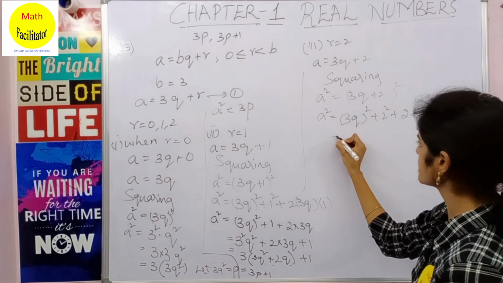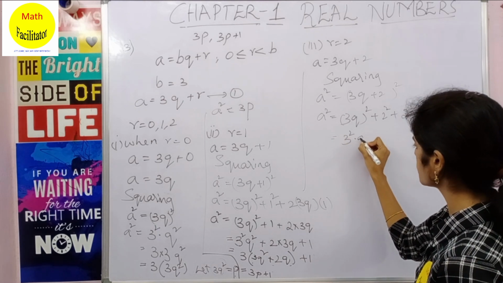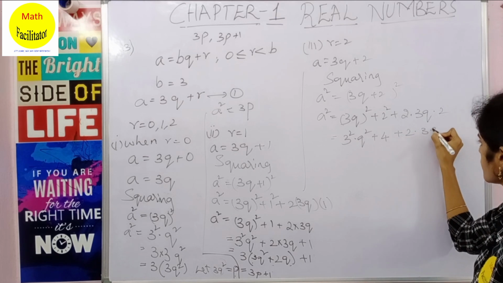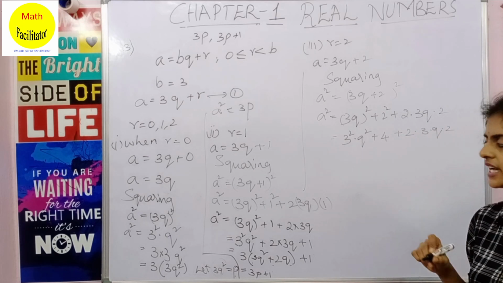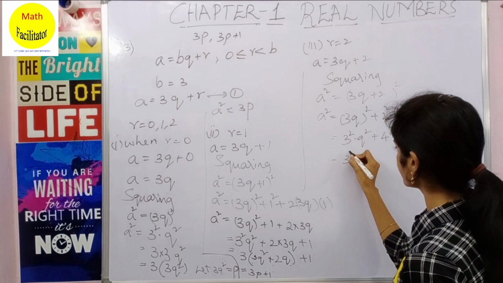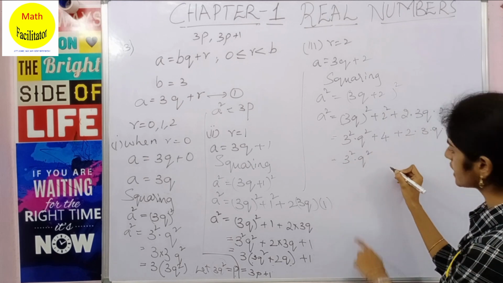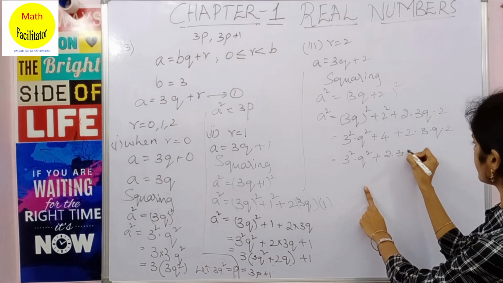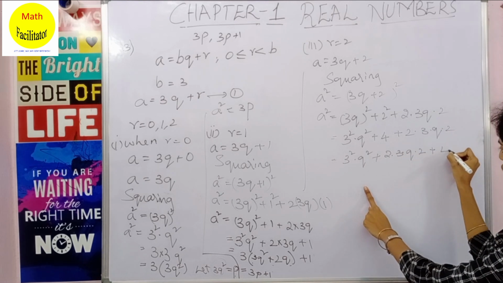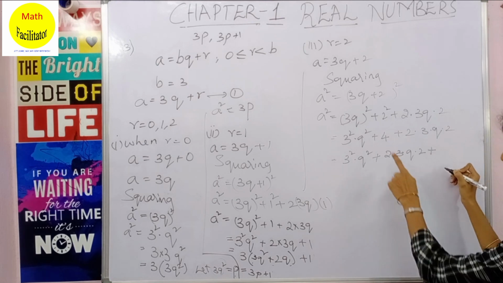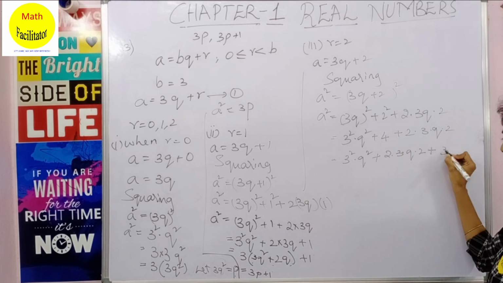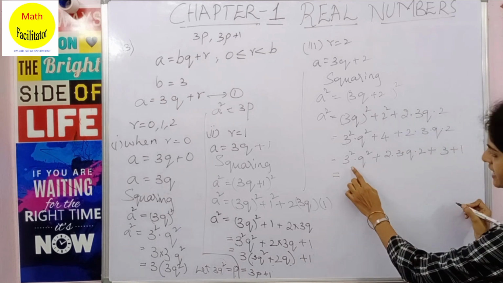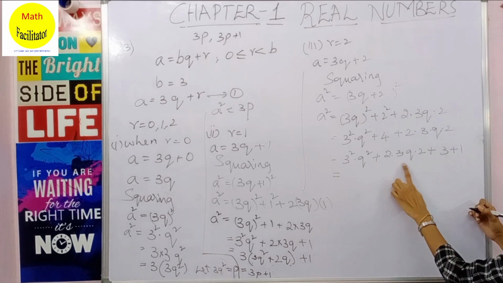Okay, so this is nothing but 3 square into q square plus 4 plus 2 into 3q into 2. Okay, so from this let us rearrange the terms. So it is 3 square q square plus 2 into 3 into q into 2 plus 4. Okay, plus now this 4 you can write it as 3 plus 1. Do you agree? Yes, so now again you can take 3 common from this term and this term.